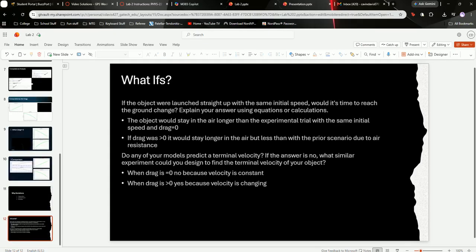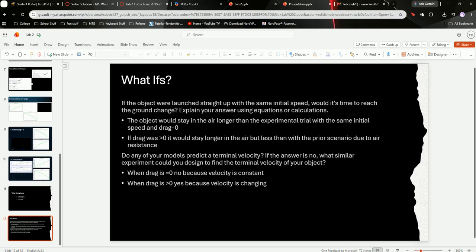What ifs? If the object were launched straight up with the same initial speed, would its time to reach the ground change? Explain your answer using equations or calculations. The object would stay in the air longer than the experimental trial with the same initial speed and drag equal to 0. However, if the drag were greater than 0, it would stay in the air longer, but less than with the prior scenario due to the air resistance.